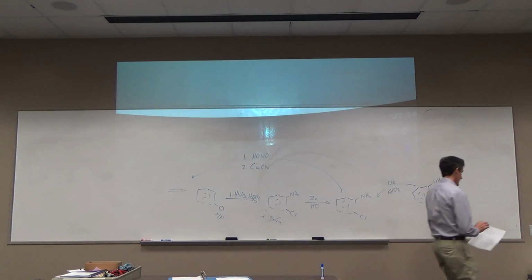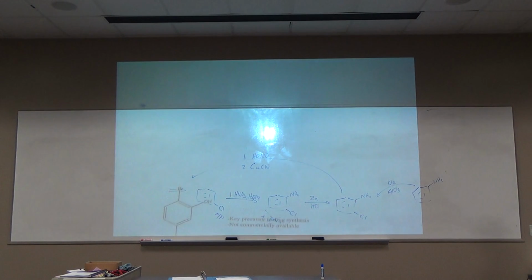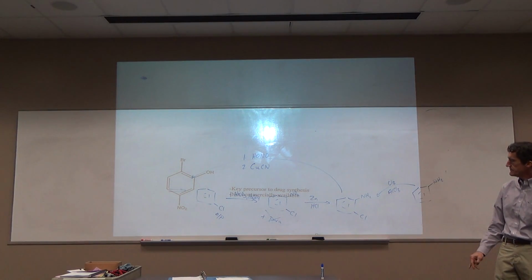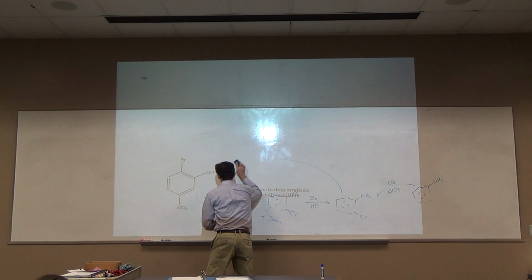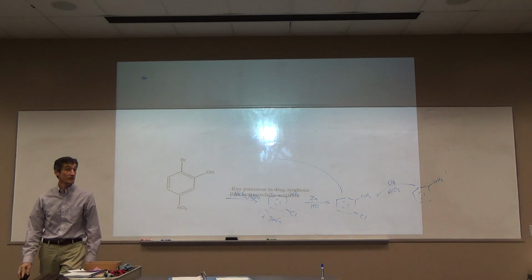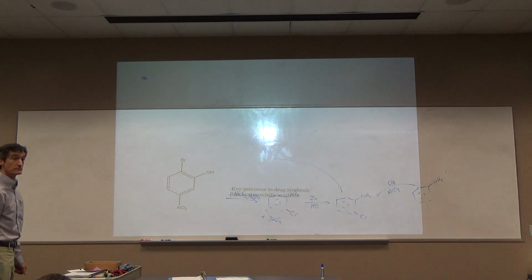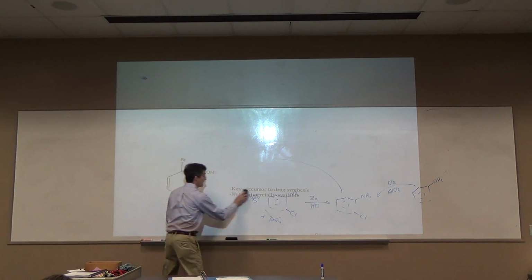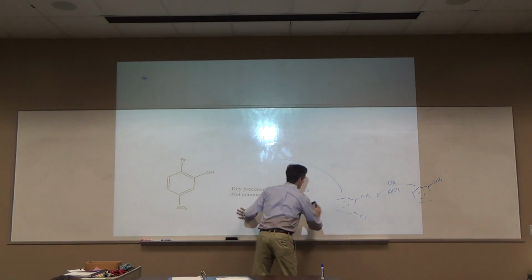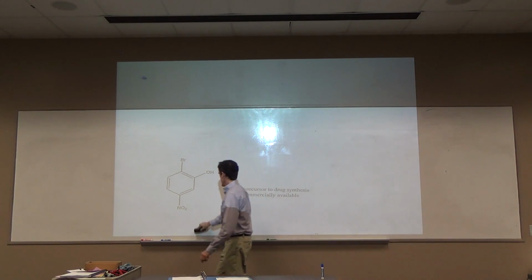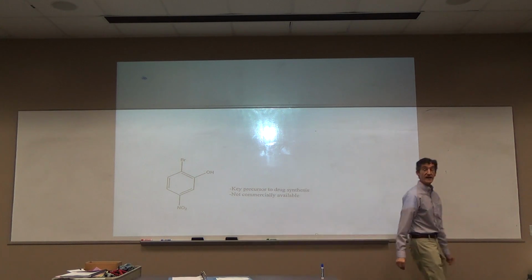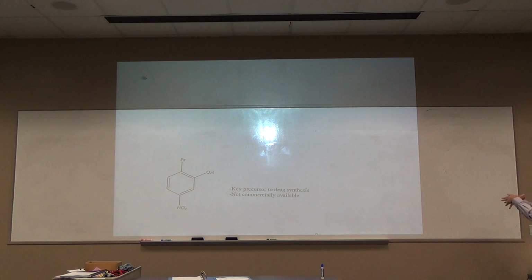I'll show you one more thing. This compound here is a compound which I have made a good bit, needed a good bit for various research projects. Okay, can you name that compound real quick? 2-bromo-5-nitrophenol. Yes, key precursor to drug synthesis that I and fellow researchers developed. You cannot buy it, so we had to make it. Then we would do something with it.